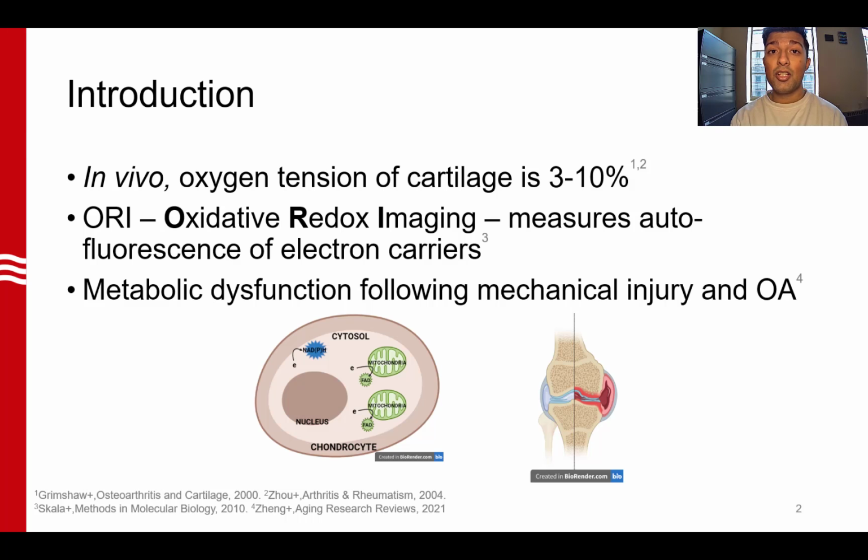Introduction. In vivo, the physiological level of oxygen in cartilage ranges anywhere from 3 to 10%. Our recent work with ORI, or optical redox imaging, measures the autofluorescence of electron carriers such as NADPH, which is prominent in glycolysis, and FAD, which is associated with oxidative phosphorylation. This is important for the current study because mechanical injury and osteoarthritis often result in metabolic dysfunction.